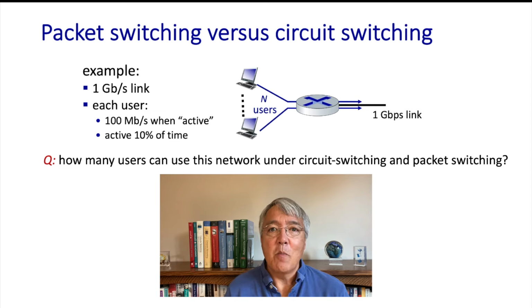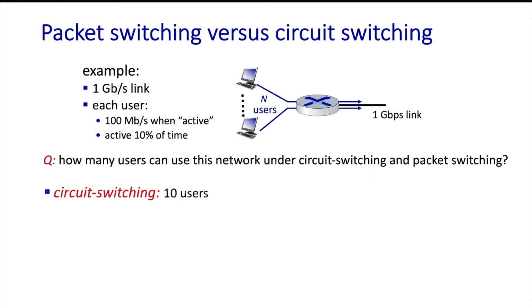Let's take a look at a numerical example about how many packet switched users and how many circuit switch users can be supported in this network setting. Let's suppose that n is 35 users. For the case of circuit switching, the calculation's easy. Each user needs 100 megabits per second under circuit switching, and so a circuit switch network can support at most 10 users at a time.